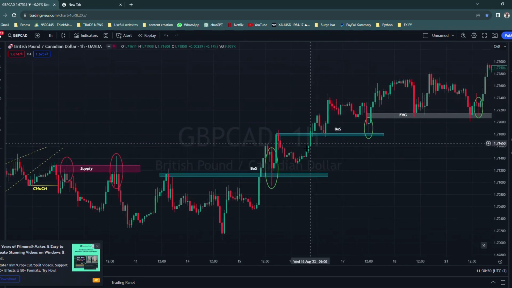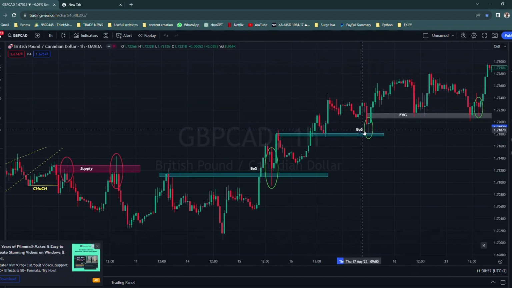Now if you start looking at the next opportunity, which is another break and retest of structure, we can see another pin bar that formed right here on Thursday, 17th of August.